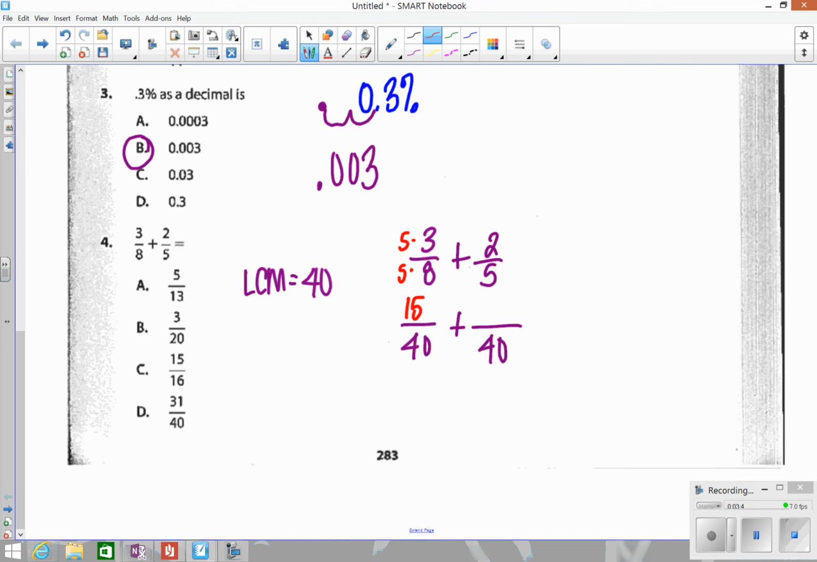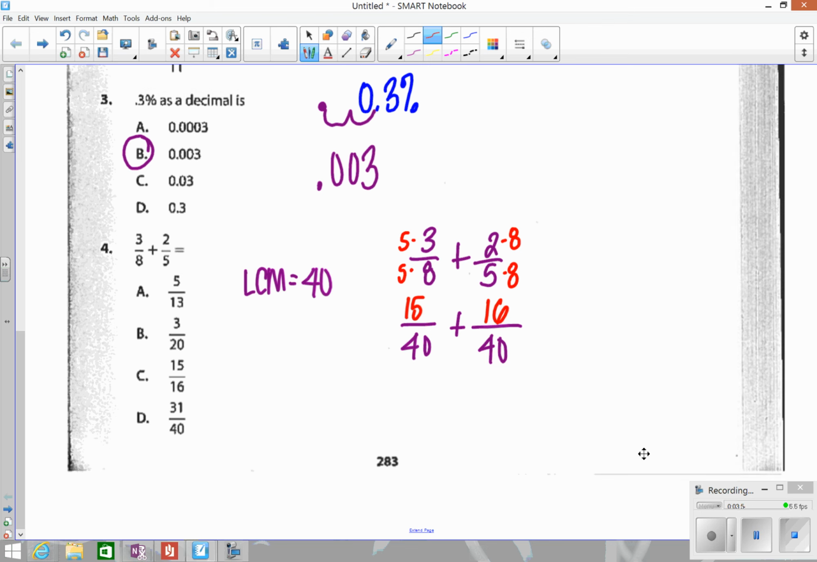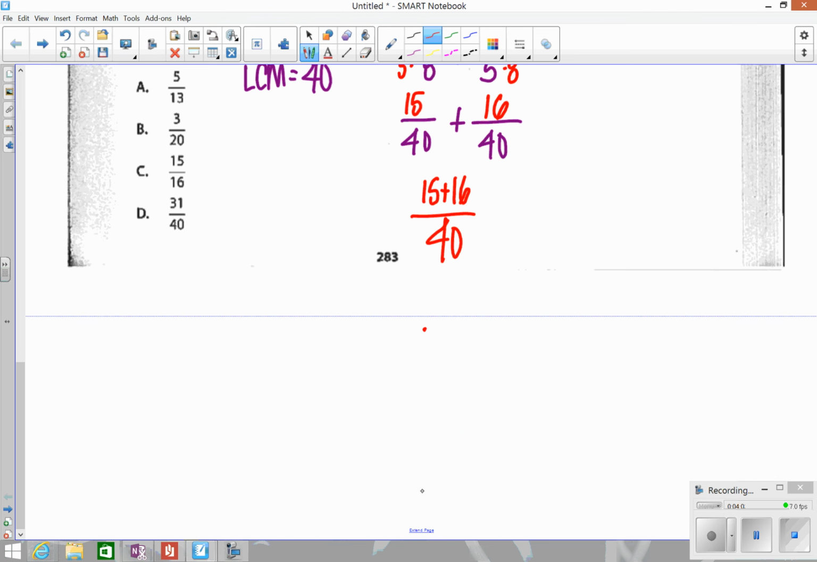So I get 15. And then over on this side, you ask yourself, how did I go from 5 to 40? Well, we multiplied by 8, so you have to do that on top. So 2 times 8 gives me 16. Then when you go to add these fractions, you keep the denominator, and you add the numerators. So we have 15 plus 16, which gives me 31, and then you keep the denominator as 40. So choice D for that one.